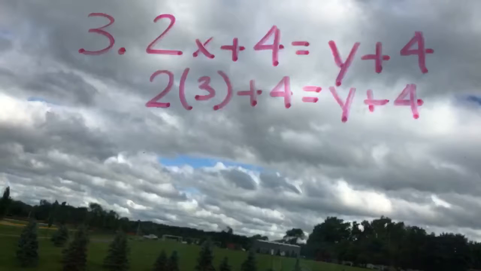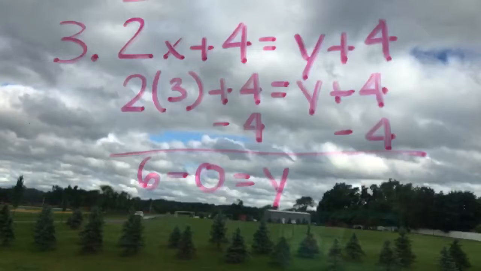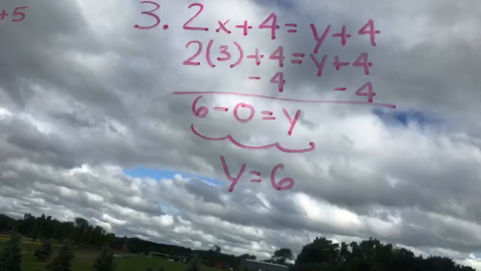Now we're going to find y by setting the two other equations equal to each other and plugging in 3 for x. So you're going to start by subtracting 4, and then at the end y equals 6.